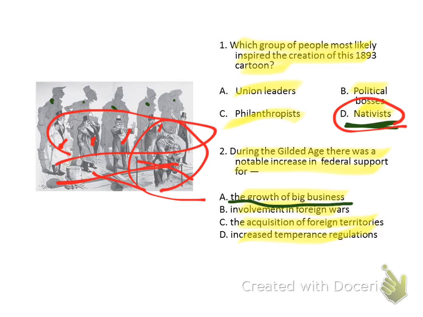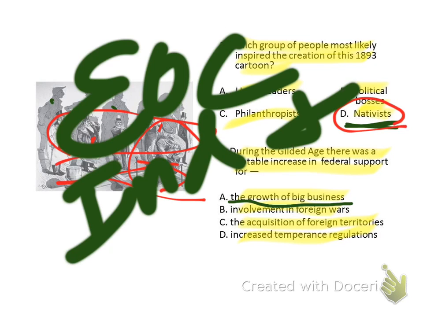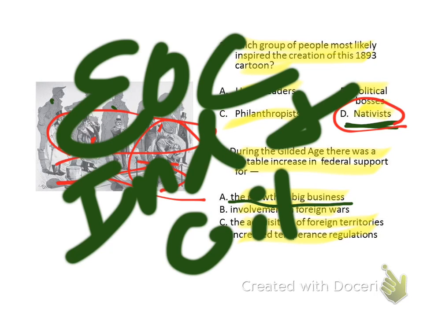Okay, so what we have here is the end of our look at the end of course study guide. And this, of course, is our second one over industrialization and the Gilded Age.